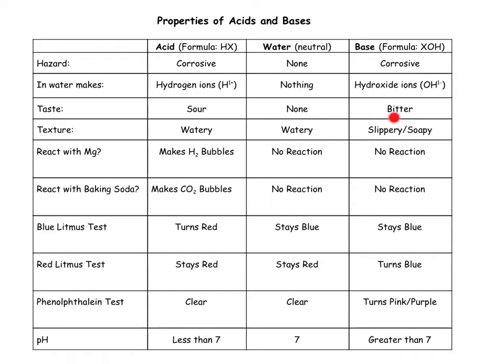Bases, on the other hand, taste bitter. So a lot of people don't like really deep green vegetables because of that bitter flavor. You think of Brussels sprouts or collard greens or even broccoli. Some people don't like those because of that bitter taste to them. Neutral solutions don't taste sour or bitter.